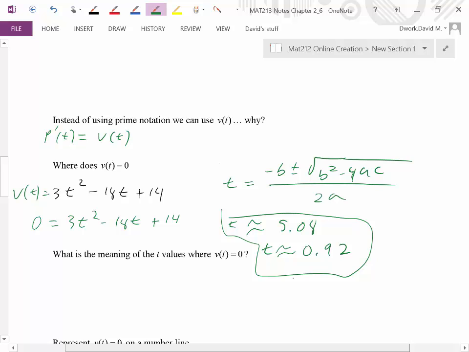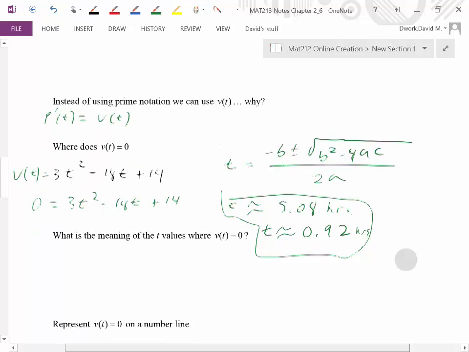So we got t is approximately 5.08 and t is approximately 0.92. So what does that mean? What did we just find? They're t variables, so you could stick a value on them, right? That is measured in hours. So what we're saying here is the velocity is 0 at 5.08 hours or 0.92 hours.